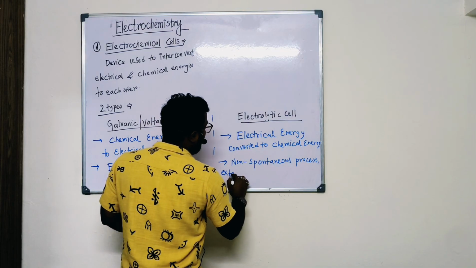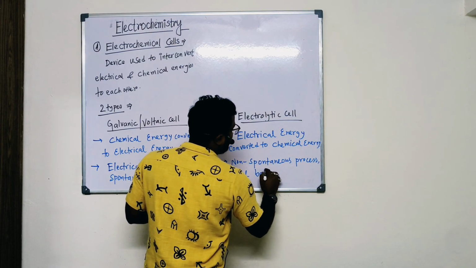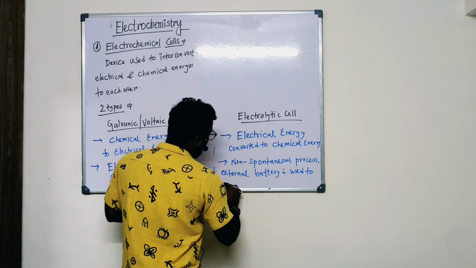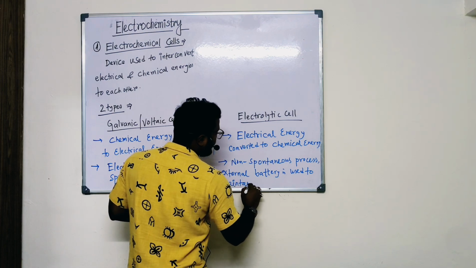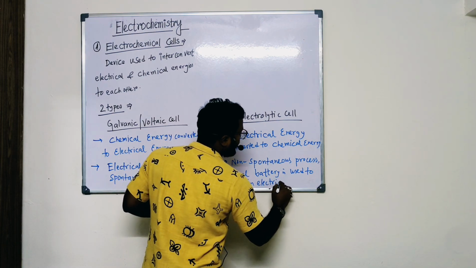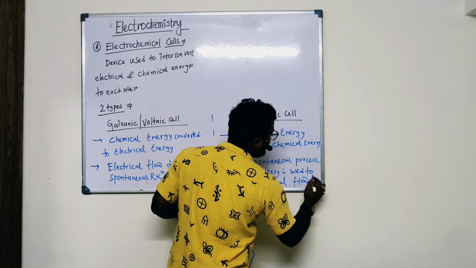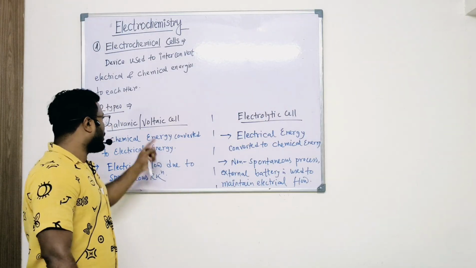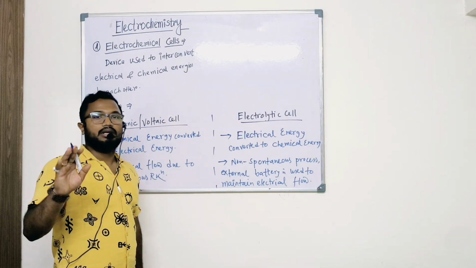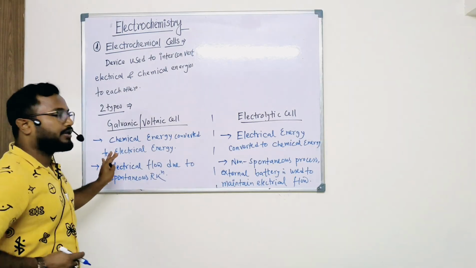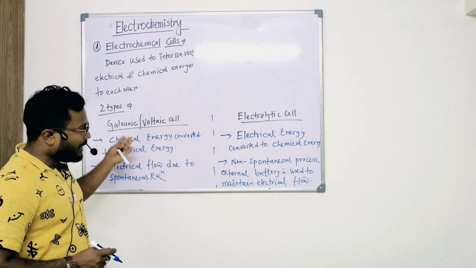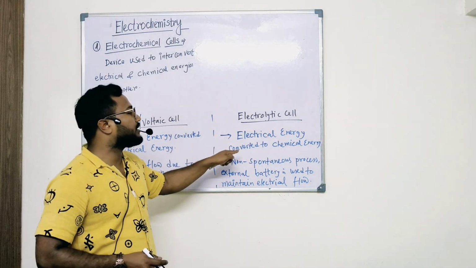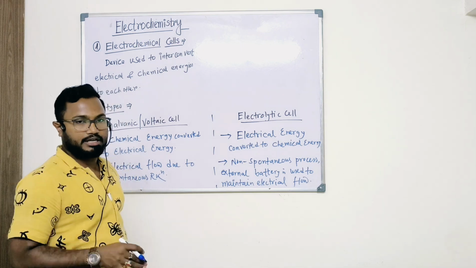Here an external battery is used to maintain electrical flow. So in this case, there are two types of cells, one is galvanic or voltaic, another one is electrolytic cell. So here are two types of cells we are discussing, galvanic and electrolytic. In case of galvanic, chemical to electrical. In case of electrolytic, electrical to chemical conversion takes place.